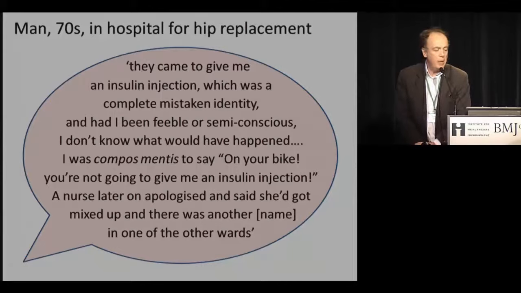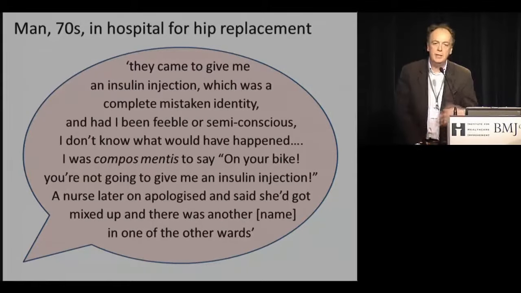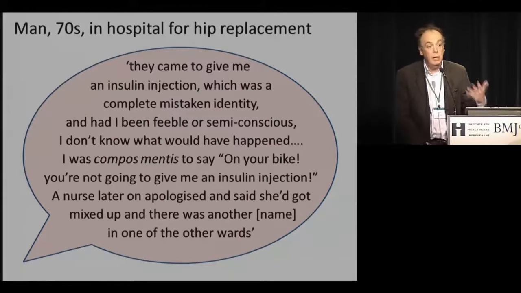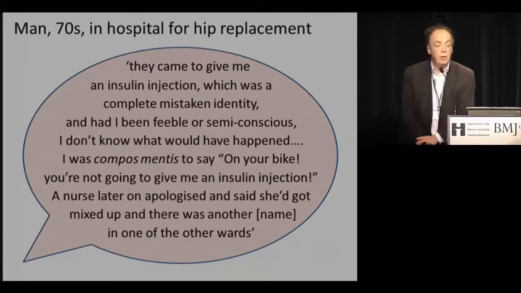So this first quote comes from a man in his 70s who was in hospital following a hip replacement. And as he points out, "They came to give me an insulin injection, which was a complete mistaken identity. And had I been feeble or semi-conscious, I don't know what would have happened. But I was compos mentis." He was alert enough to say, "On your bike, you're not going to give me an insulin injection." And as he says, a nurse later came to him and apologized that she'd got him mixed up with a patient with a similar name on the ward. So this is an illustration of how patients really can perform that safety function through involvement and being able to speak up.